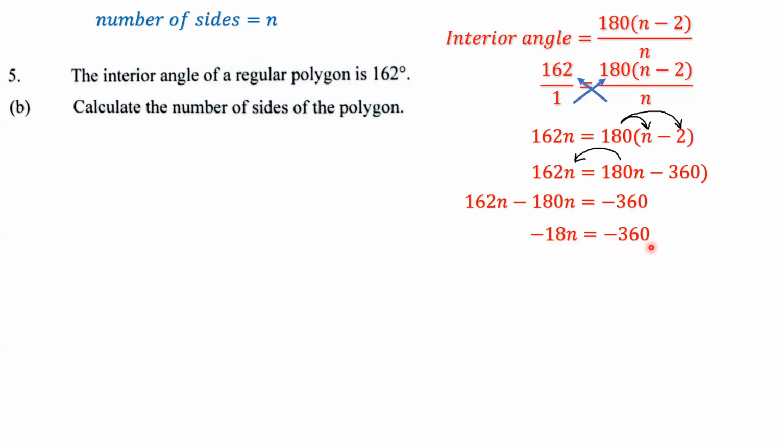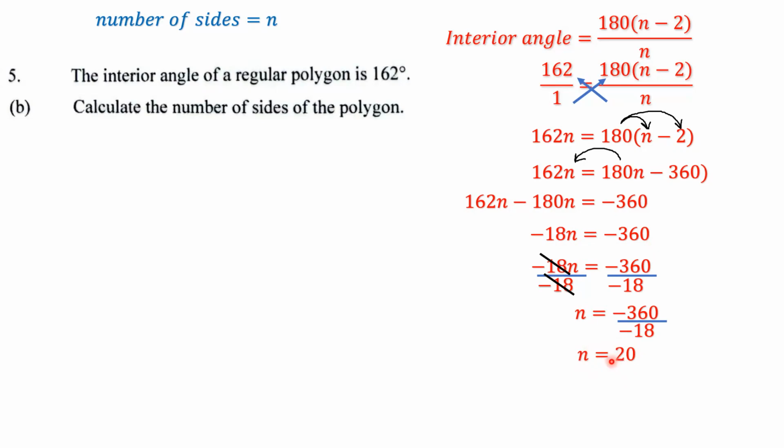All right, now we're going to divide both sides by negative 18. The negative 18 is going to cancel with that negative 18, leaving us with just n is equal to negative 360 all over negative 18. And what is negative 360 divided by negative 18? That's going to be positive 20. And so that means that n is equal to 20.